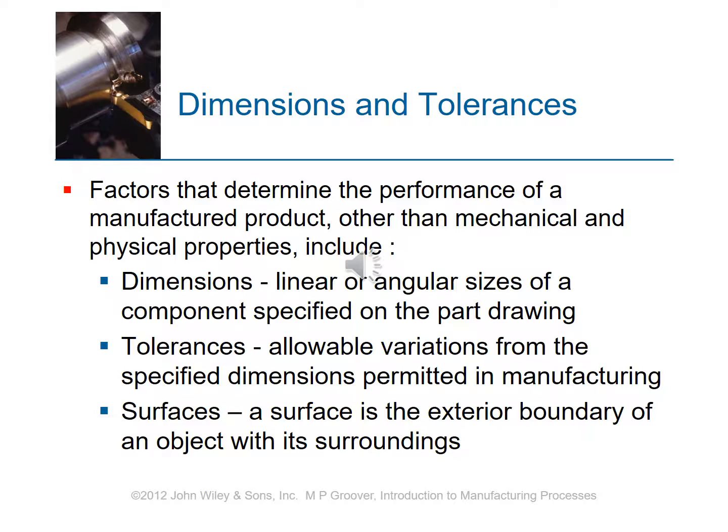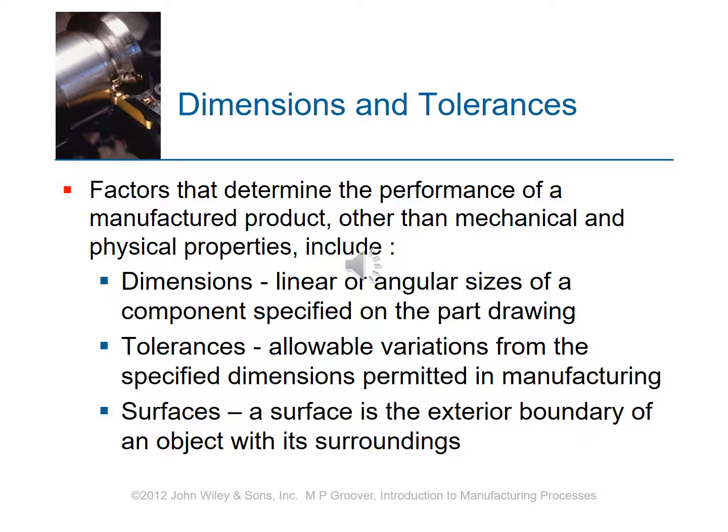And these are basically, just like the slide says, factors that determine the performance of the manufactured product: the mechanical or physical properties. So this is what you're going to make, right? And how well you can hold your tolerances usually determines how well the product performs. So dimensions are the linear or angular size of the components that's specified on the part drawing. If you've never seen a drawing, come see me. I'll give you an example, or look one up. Tolerance is how much can vary from those dimensions.